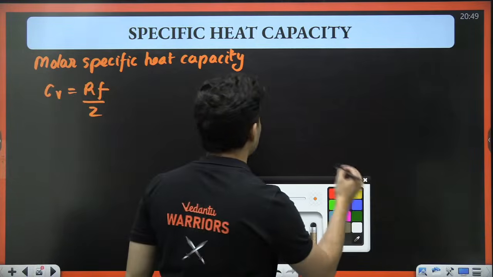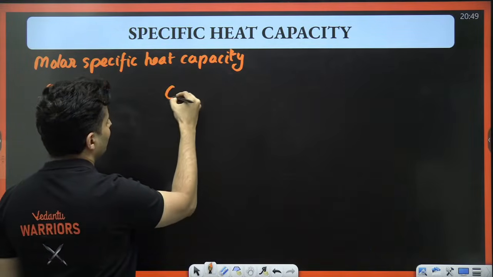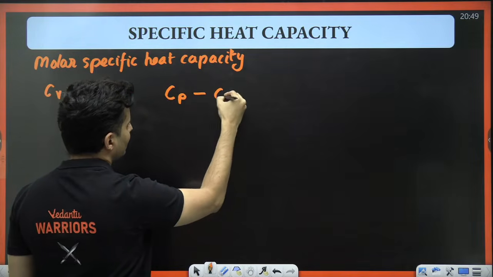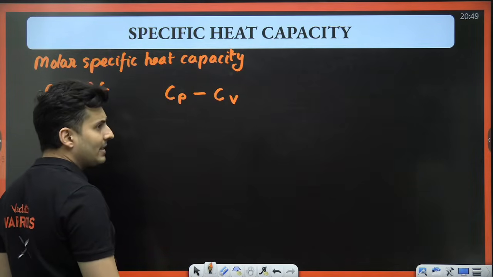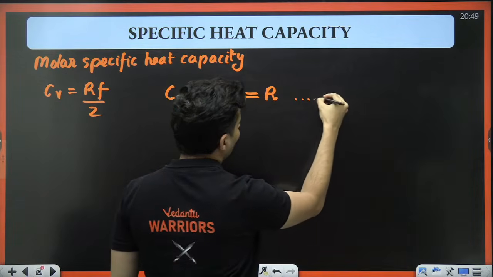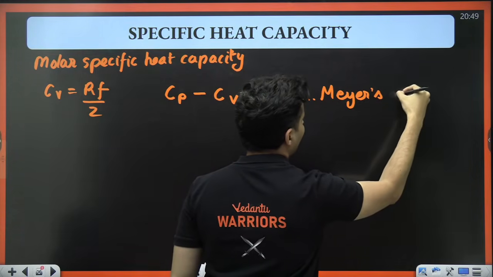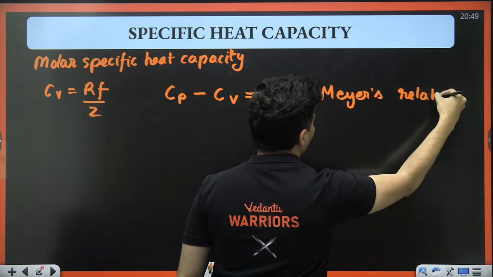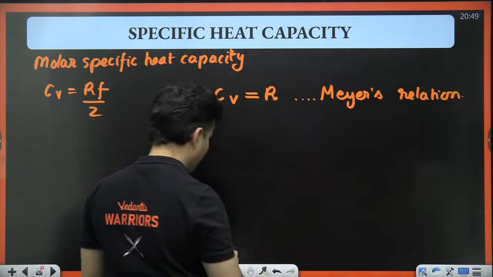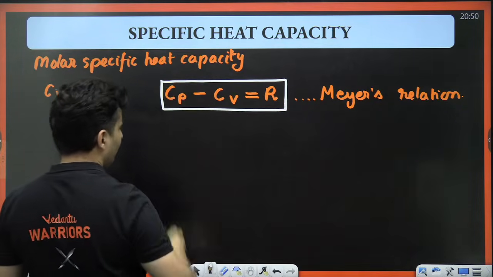Now, this molar specific heat capacity at constant pressure minus molar specific heat capacity at constant volume, the difference is R. This is called your Mayer's relation. What is it called? Mayer's relationship. Again, a very, very important formula. Cp minus Cv is equal to R.